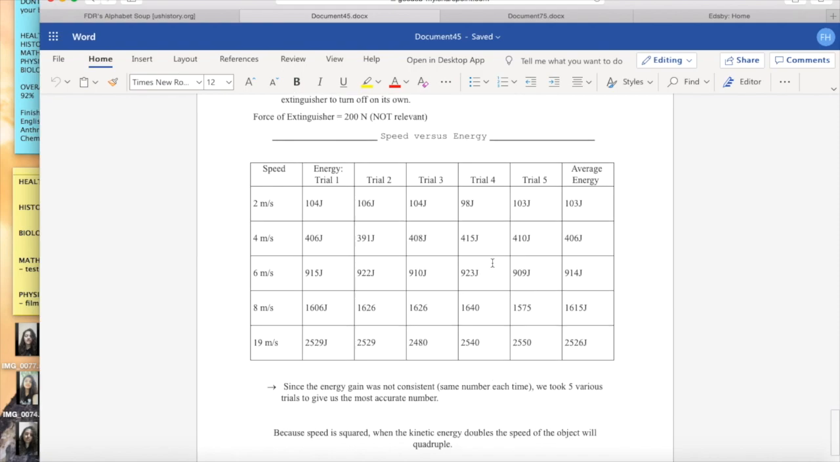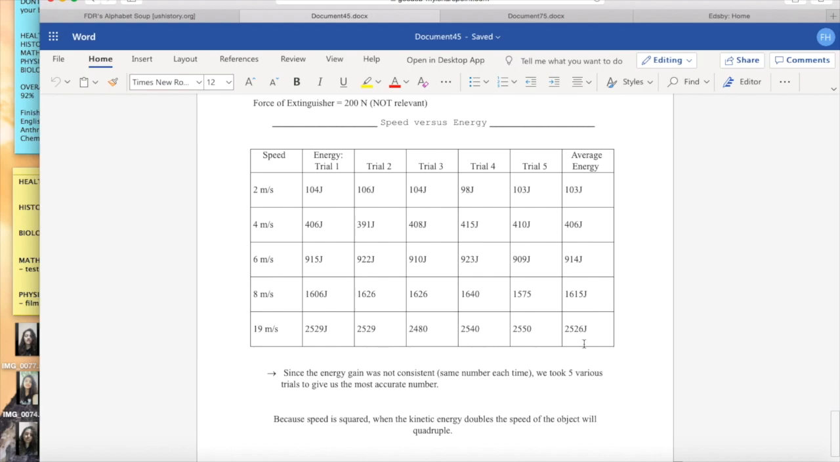So now we look at our table, speed versus energy. We kept our speed at increasing by 2 each time. So it was like a constant variable kind of. And then we also did 5 different trials to calculate the maximum energy gained. And this was because it was not consistent. So we took 5 various trials to give us the most accurate number, which is what we see here.